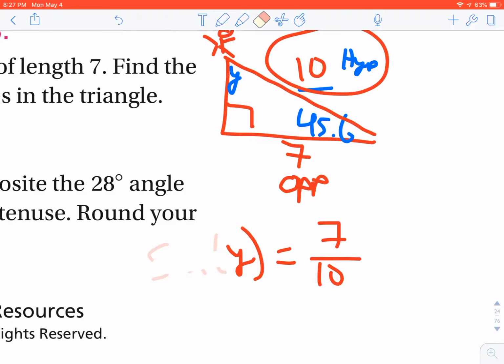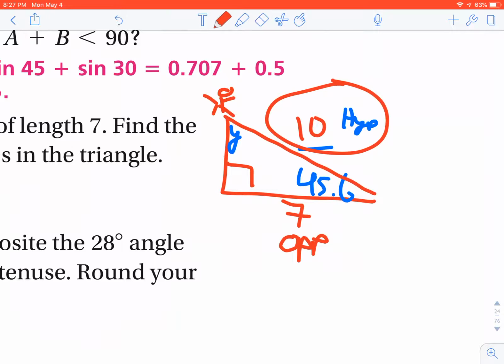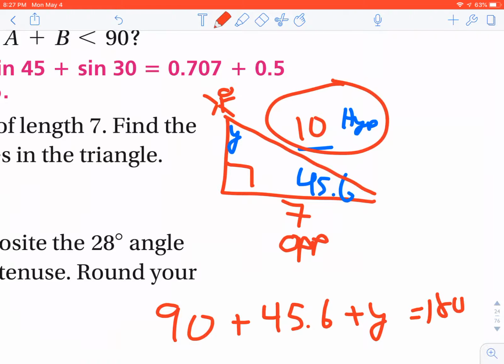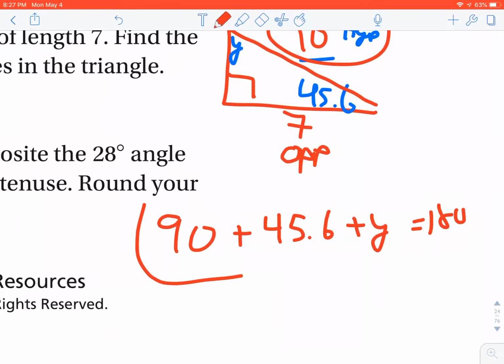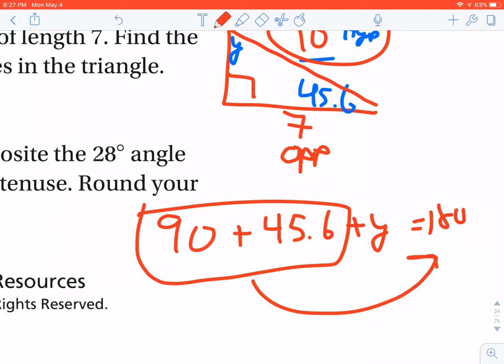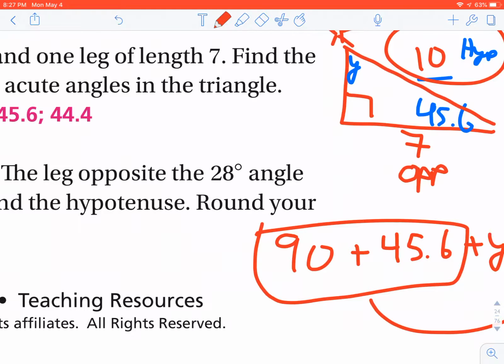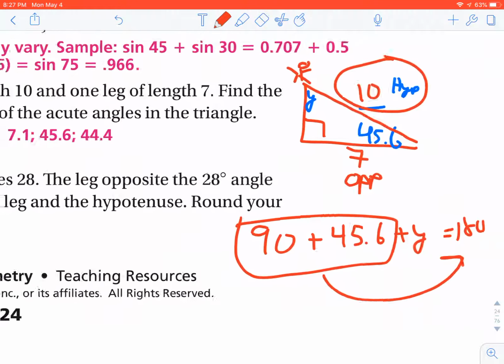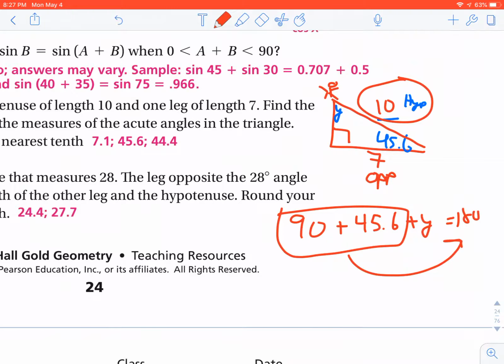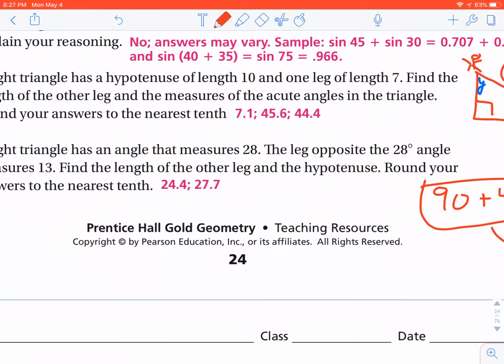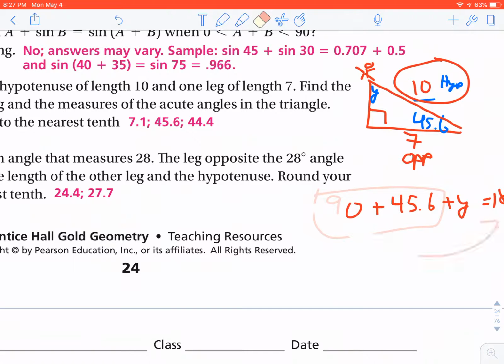But the very fast way to do this, without doing a trig function again, is you have a triangle. There's 180 degrees in every triangle, so you could take your 90 plus 45.6 plus y has to add up to 180. So you can add these two together, subtract it from 180, and that should give you your 44.4 degrees for angle y.